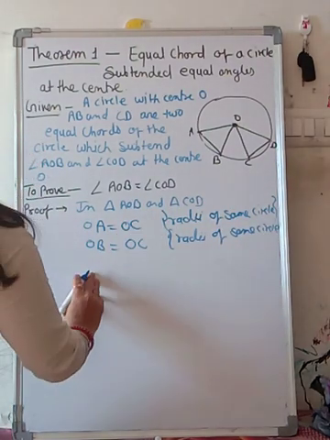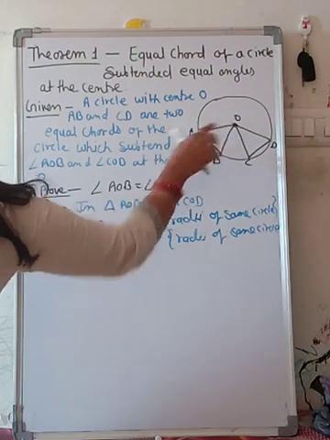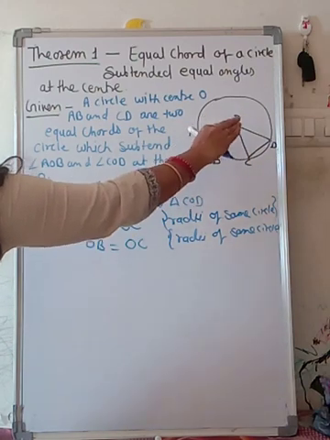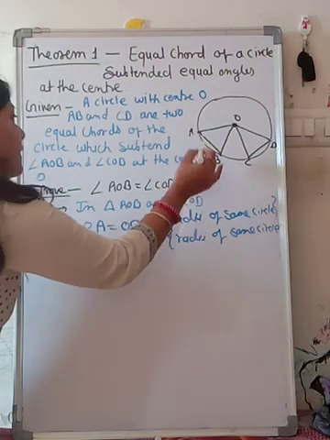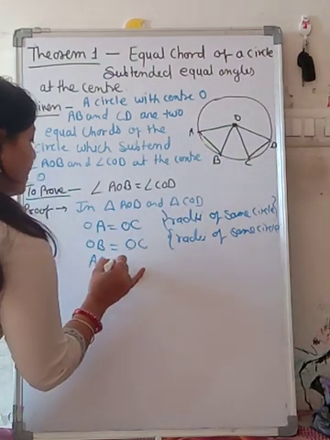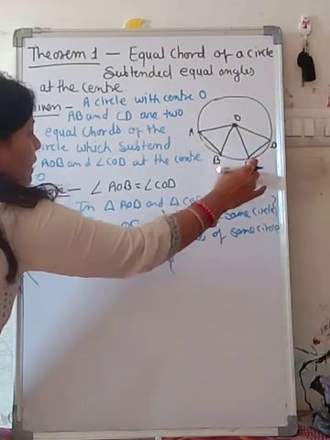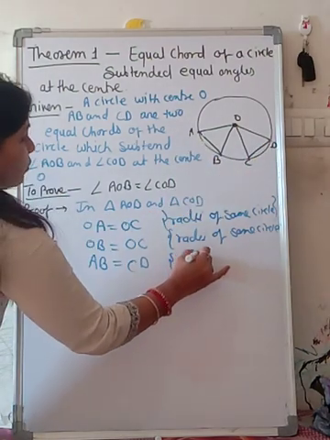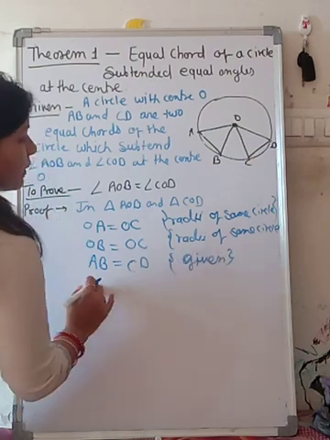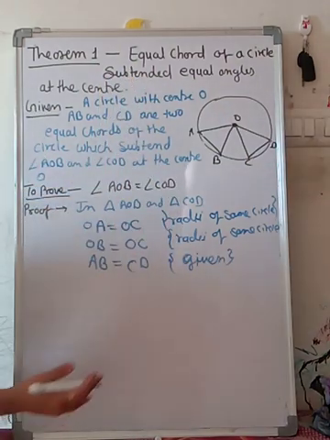Now the next is AB equal to CD. This is given, since both chords are equal. These are already given in the theorem statement.